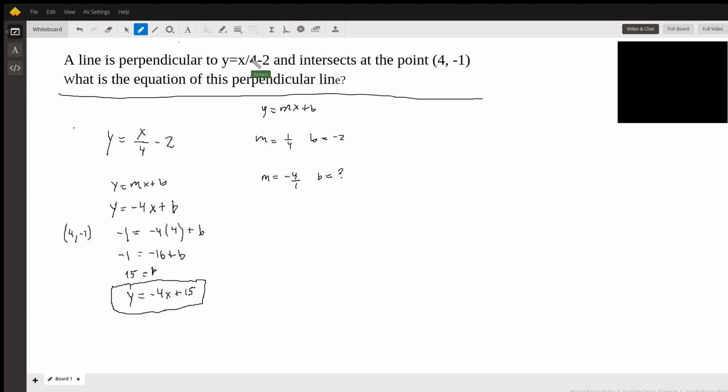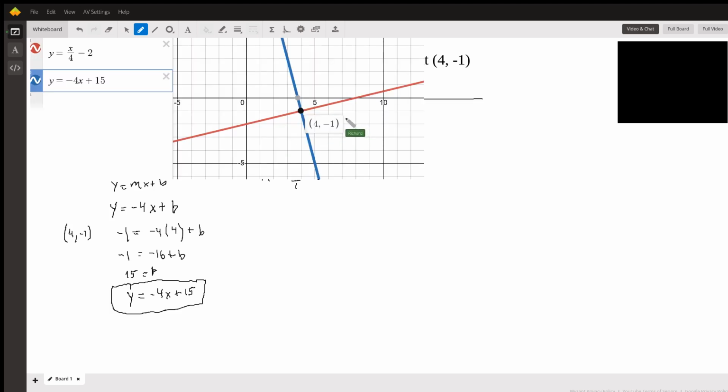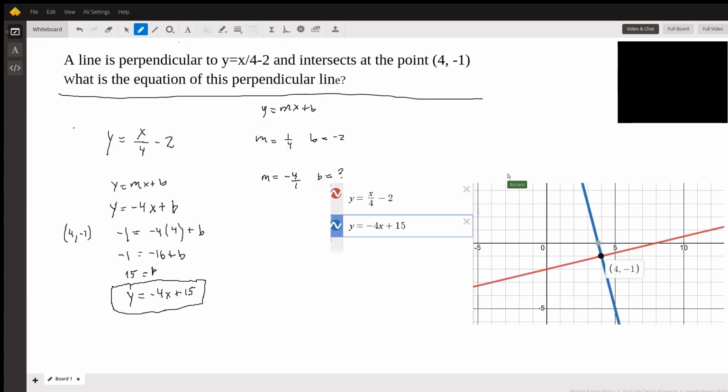Desmos is a graphing calculator that's online, and it's free. And if you don't know about Desmos, you should look into it. I've already done all the work. I'm going to upload the graph that I made in Desmos. And let's go over here. I don't want to block anything.